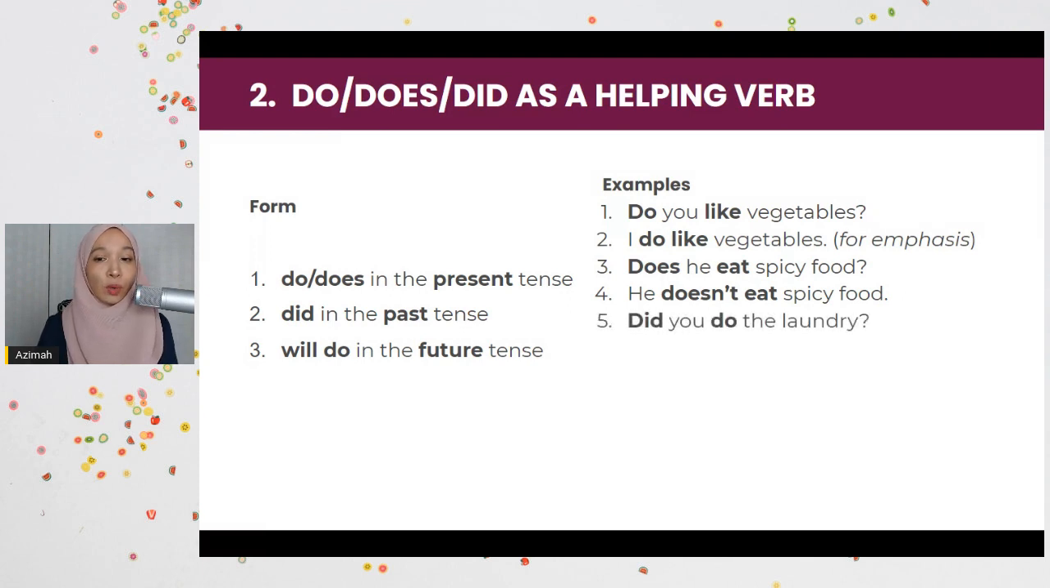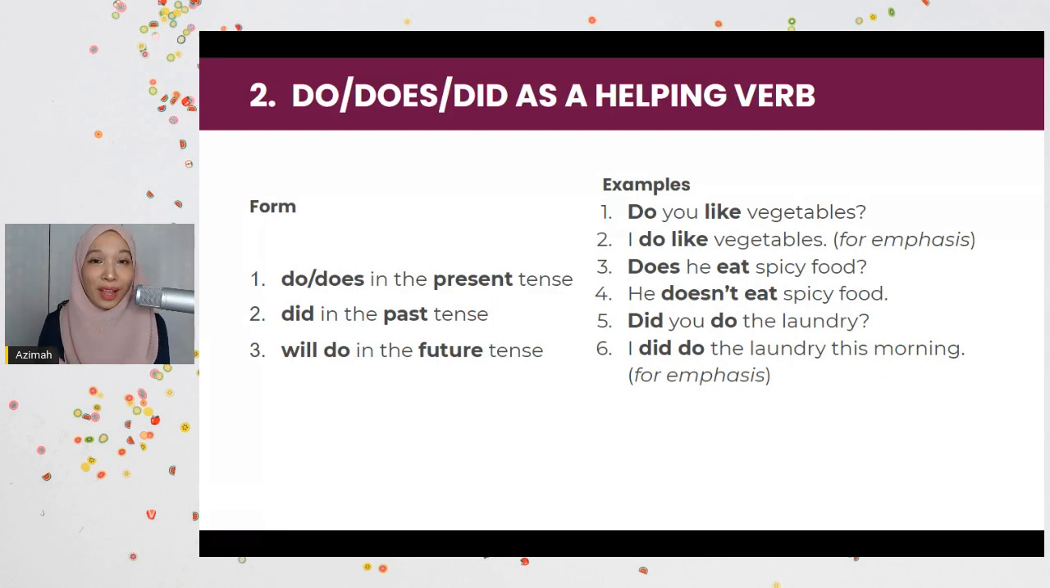Here's another way to form a question, and this is basically you're asking, did you do the laundry this morning? Because it was in the past. Did you do the laundry? And you can answer, I did do the laundry this morning. This is for emphasis. Okay. So did and do are two verbs in that particular sentence. And you can see it functions as a helping verb, helping the main verb. Are you with me? Okay, are you with me? I hope so. All right.